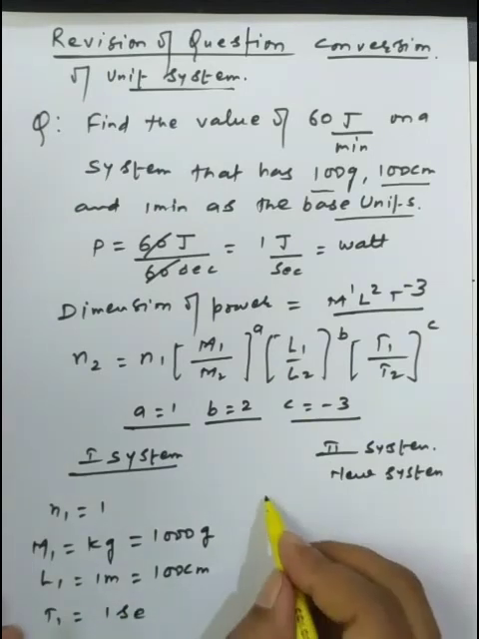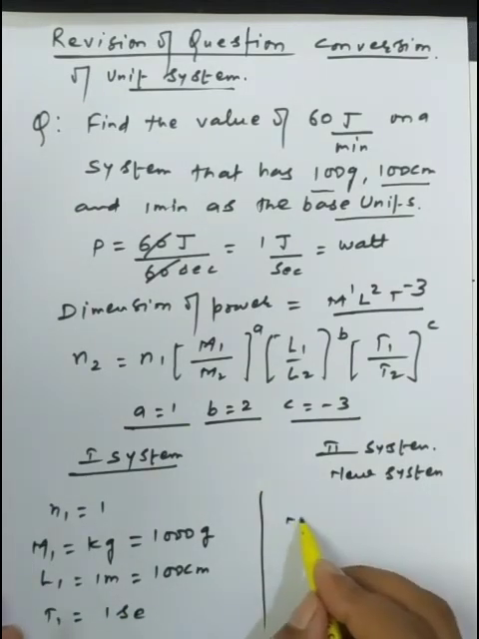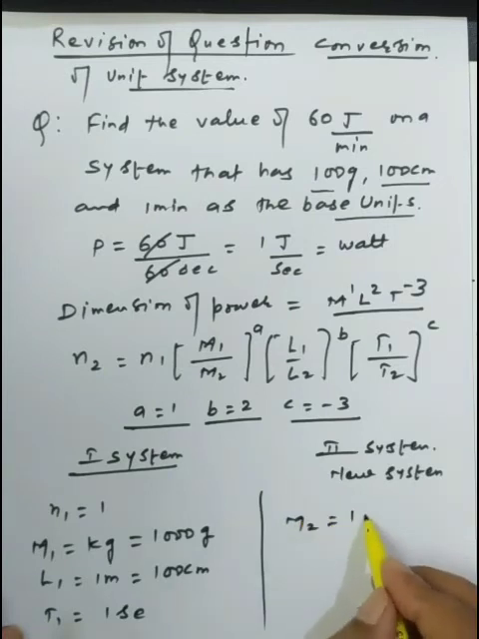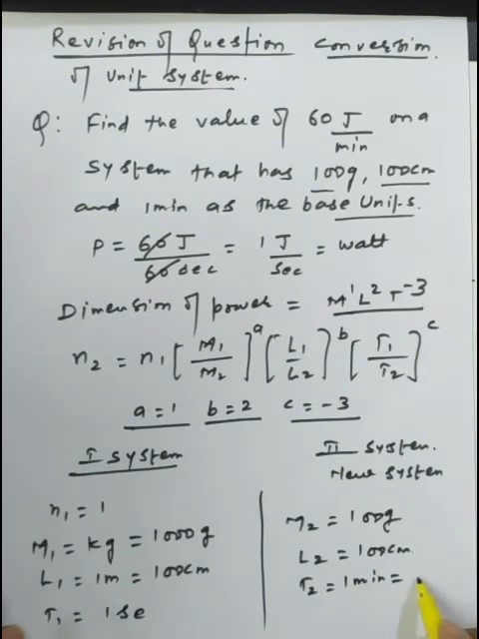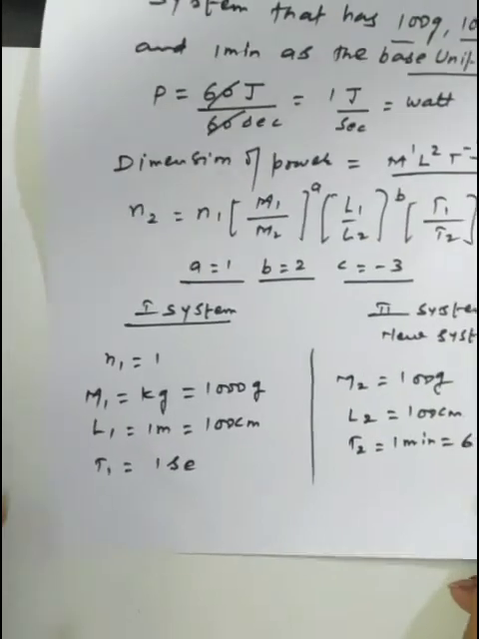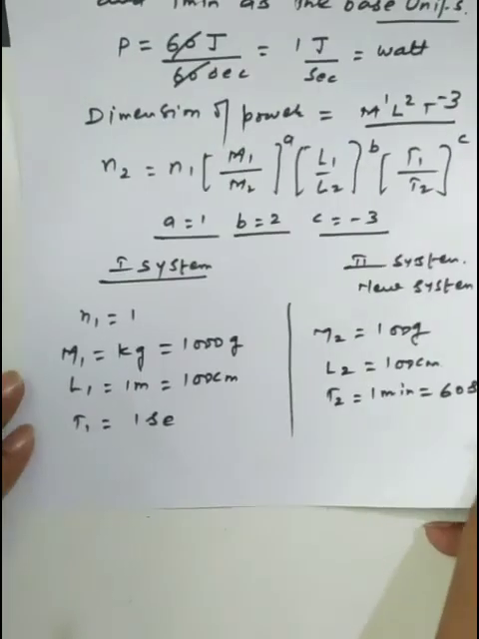Okay, now this is the conversion part. Similarly, M2 is called 100 gram, L2 is called 100 centimeter, and T2 regards the 1 minute. For the conversion, we take the same type of quantity, so we put it as 60 seconds. Now we take all the quantities in the formula.